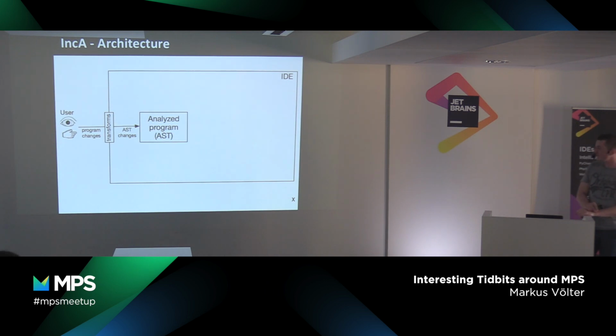I'm going to go in this order now. So just a quick peek into the architecture of Inca so that you can position this system, how it looks in MPS. So on the left-hand side, there is a user, you, who modifies a program. And then this program, I mean, we are talking about MPS, so this program is represented as an AST. This is the analyzed program.